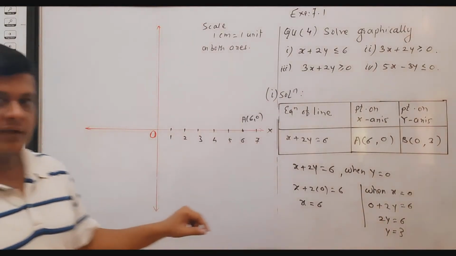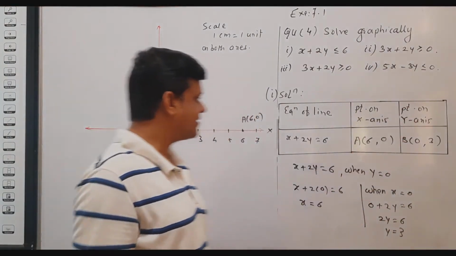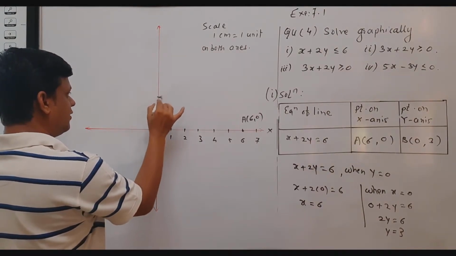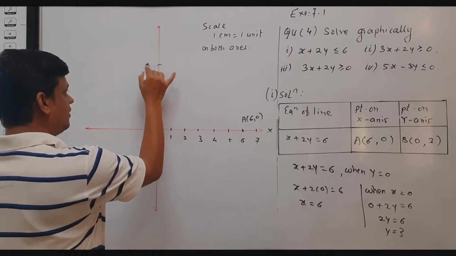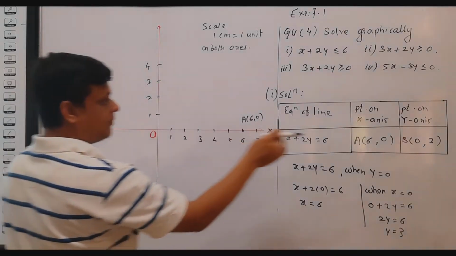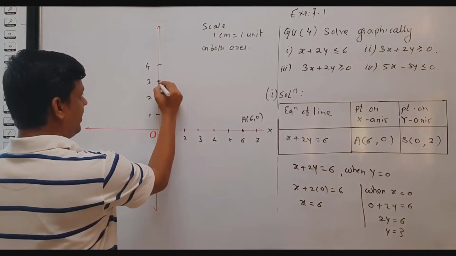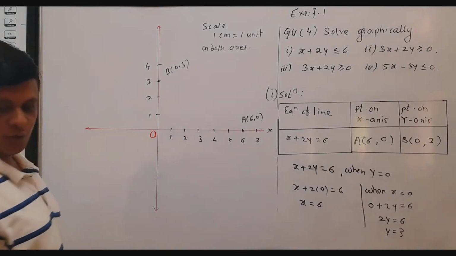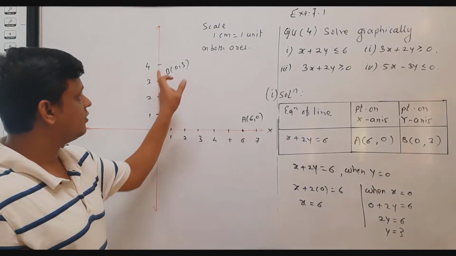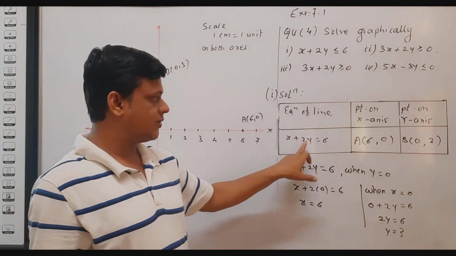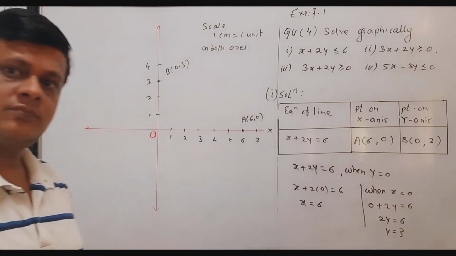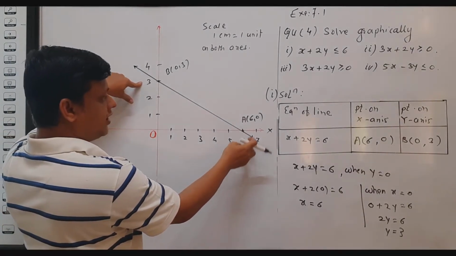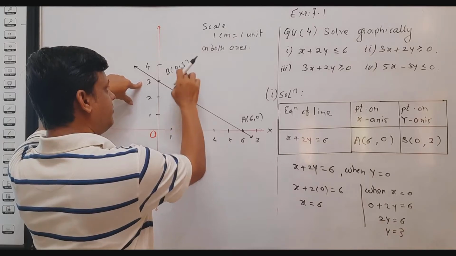Now we have to take point B, point B on the y-axis. So 0, 1, 2, 3, 4. So this point B on the y-axis is at 0, 3. Now we have to draw a line passing through these 2 points, which is x plus 2y equals 6. So we draw a line AB passing through this point A of 6, 0 and B of 0, 3.